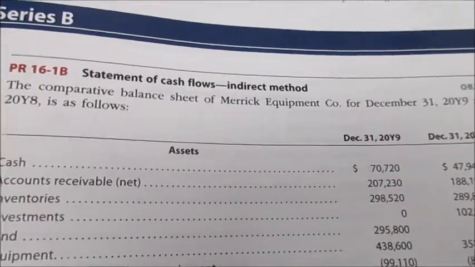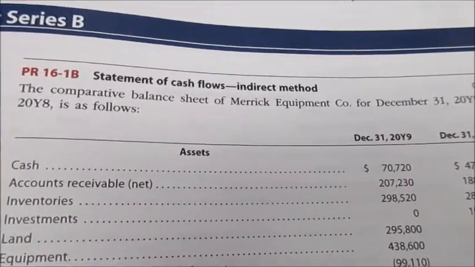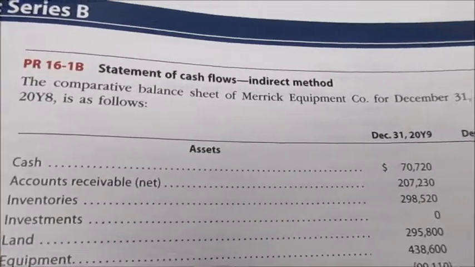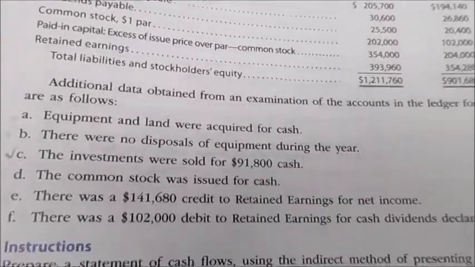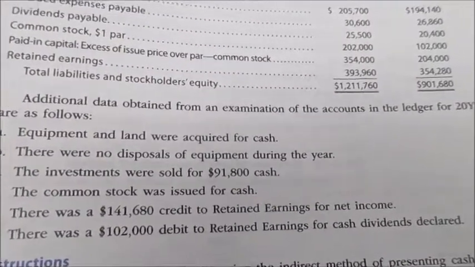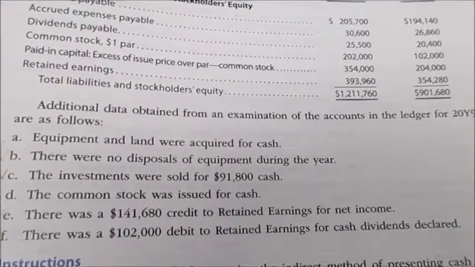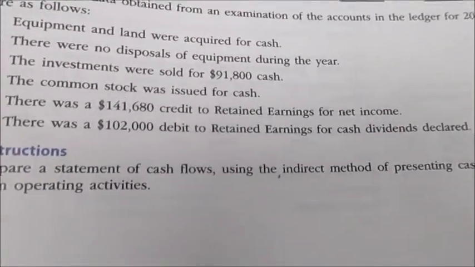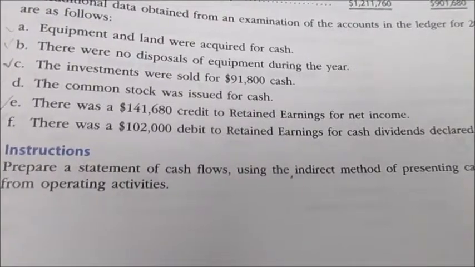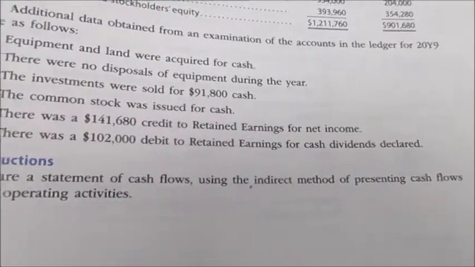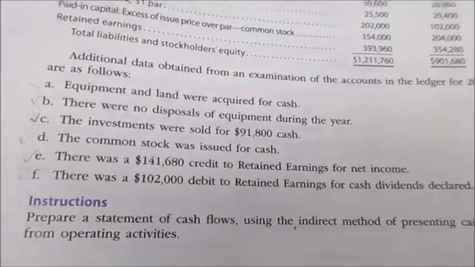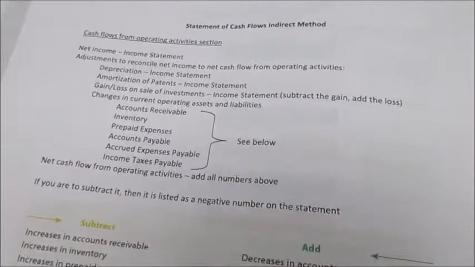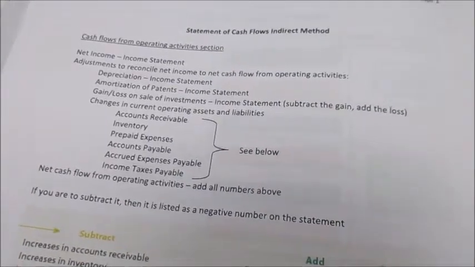Today we're going to look at 16-1B, Statement of Cash Flows Indirect Method. Below we have the balance sheet for Americ Company, and you can see the entire balance sheet. Additional data obtained from an examination of the accounts in the ledger are as follows, and we have A through F. Our instructions are to prepare a statement of cash flows using the indirect method, presenting cash flows from operating activities. To do this, we're going to use the little cheat sheet that's up on the portal. It gives us our layout for our report.